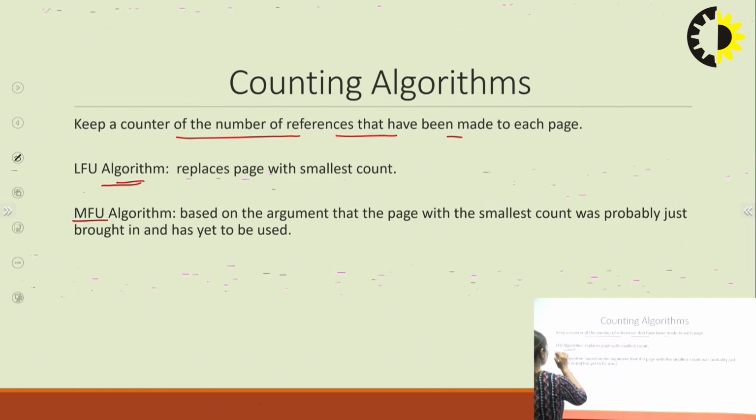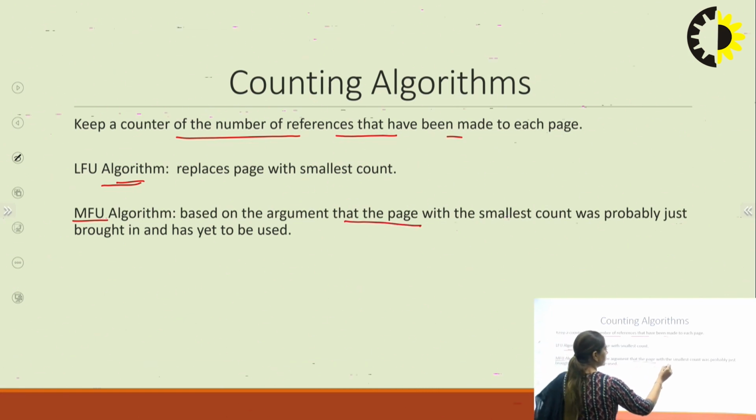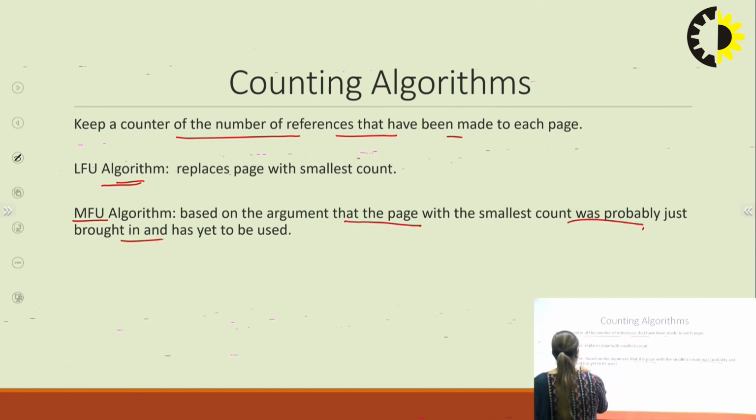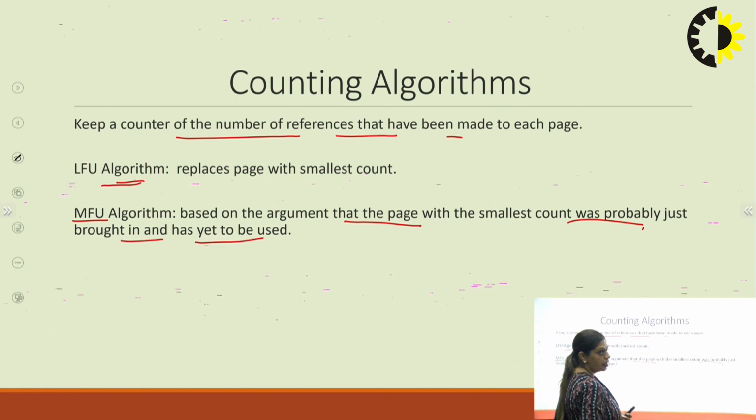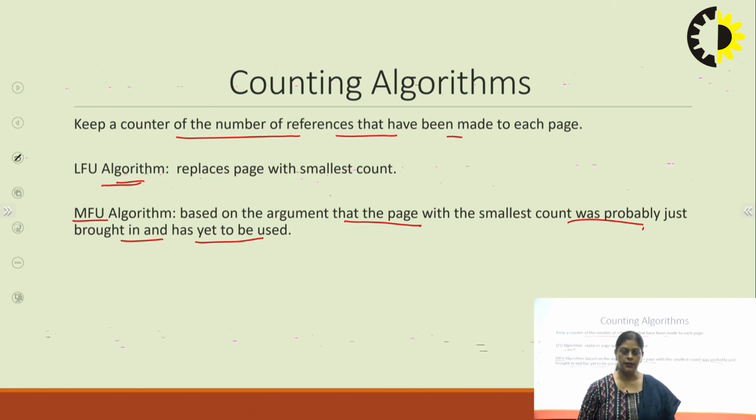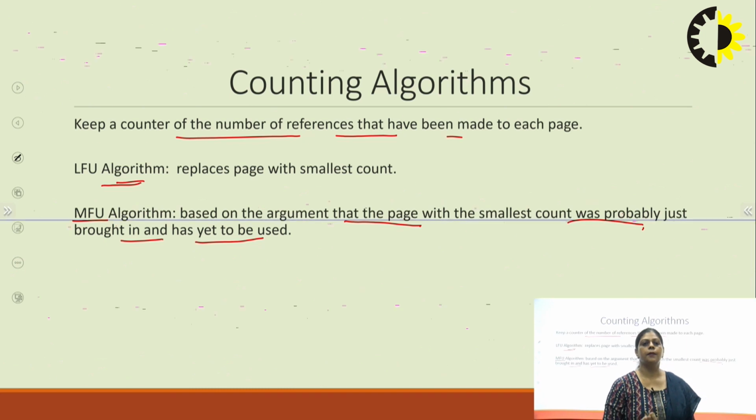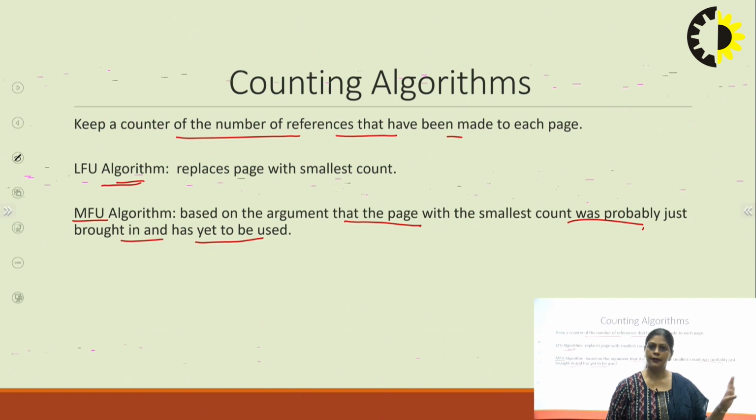Most frequently used algorithm is based on the argument that the page with the smallest count was probably just brought in and has yet to be used. The logic behind most frequently used is that this particular page has been used a number of times and the other one has been used a lesser number of times. So maybe the program requires the page which has the lesser count, because it is not being used yet, it is in memory, which means the program will require that particular page more than the most frequently used.